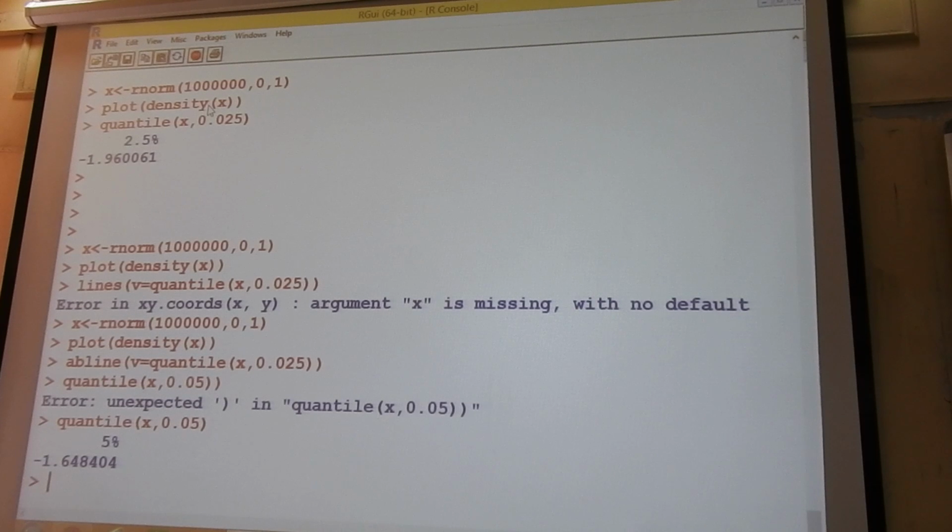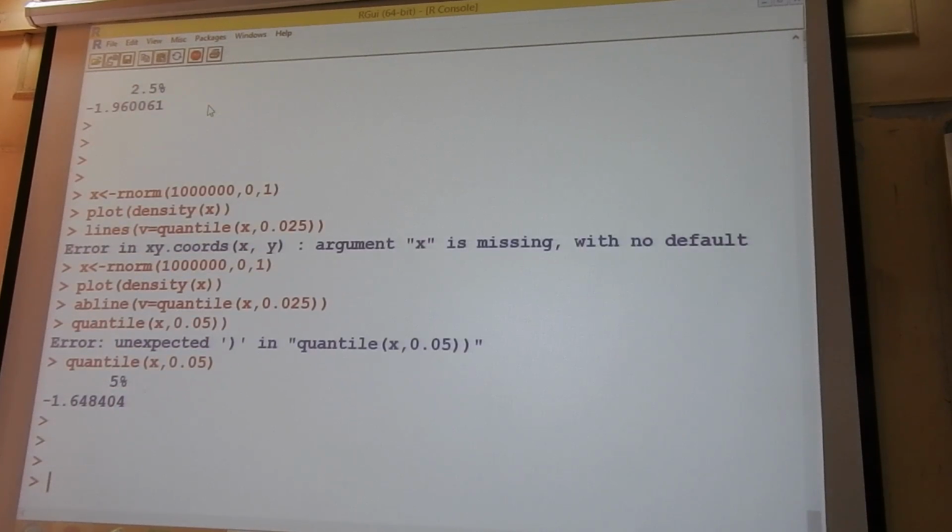That is minus 1.64. So if I draw that line so that 5% is to the left, that line will happen at minus 1.64. Right? So minus 1.64 is called the 5% quantile of the standard normal distribution.